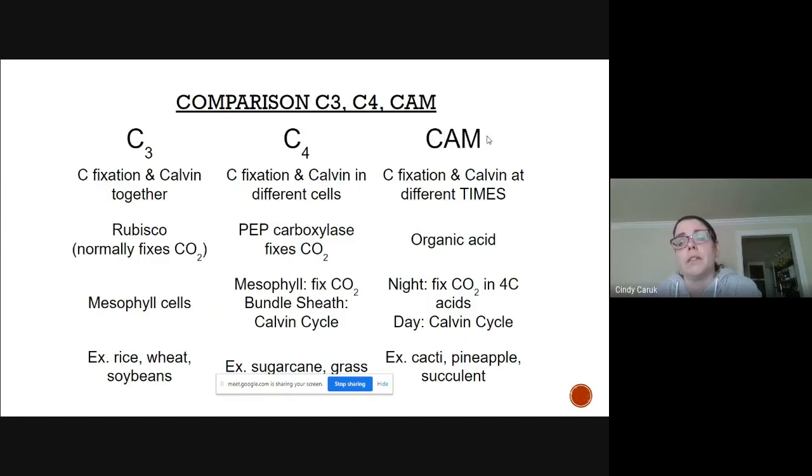And then CAM plants, it's going to have the Calvin and carbon fixation occurring at different times. So the carbon comes in, it stores as an acid at night, so you don't have to worry about evapotranspiration occurring too much, drying out the plant. And then that carbon has to be released during the day when NADPH and ATP are available. So that's cacti, pineapple, succulent plants. And again, this costs more energy than a C3 plant. So that's why we see most plants are C3 plants unless they've had to adapt to either C4 or CAM, being in a more arid area and losing too much water through evapotranspiration.